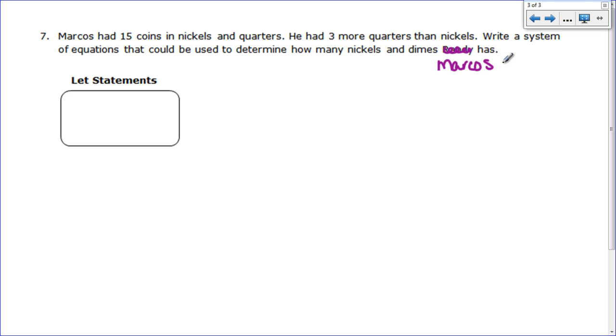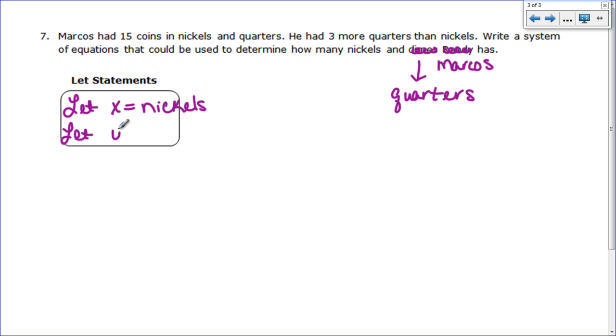So again, we've got to do our variables, so our let statement. So I've got nickels and quarters. They're my things I don't know. It should also say quarters. Wow, this problem has all kinds of issues. I'm glad that I came to it. Okay. So let's deal with our stuff. So we're going to let x equal nickels, and we're going to let y equal quarters. If you want to use different variables, feel free. These are just the two I've chosen to use.